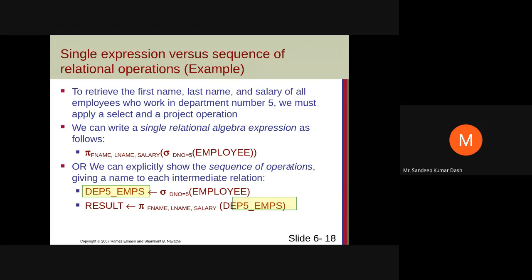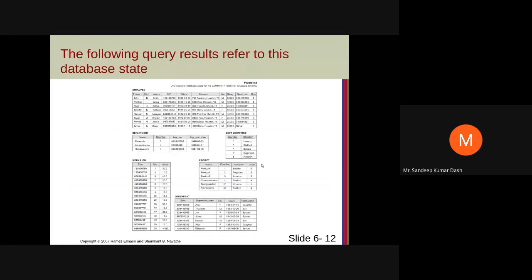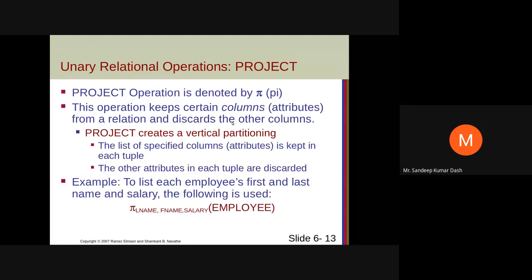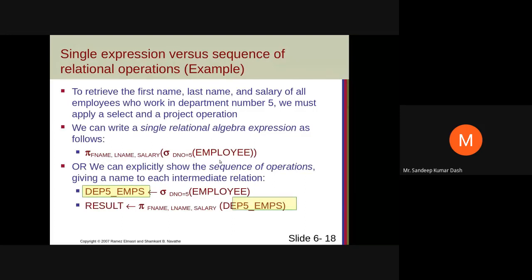Yes or no? From this particular data, it says select last name, first name, and salary of all those employees who are working in department number 5. So first I have to select this row, this row, this row, this row. Then out of these 4 rows, I have to select the last name, first name, and salary. So only 3 columns I require. So I wrote the formal expression like this.